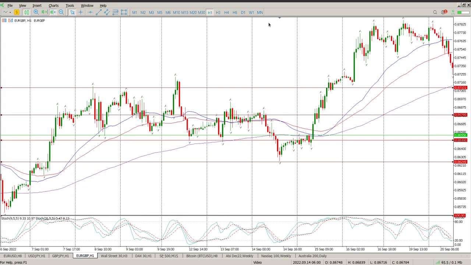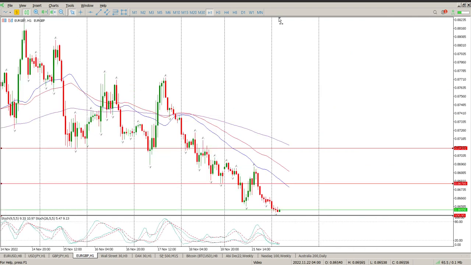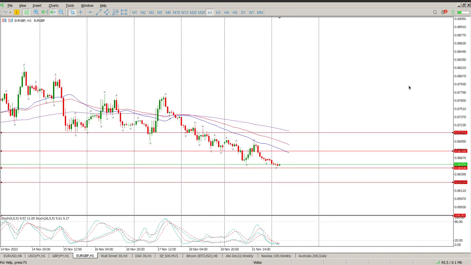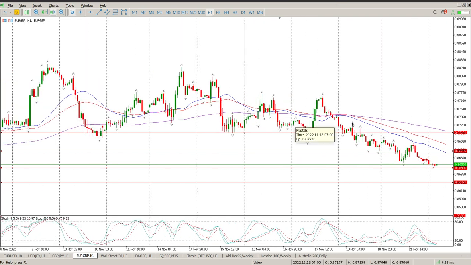So come back to the hour. Right, so we're looking for a move back up here. At 086789 you can have a 200 point stop loss, and then you're looking to target 086498 and also 086249. Anyway, that's it for Forex for me at the moment.